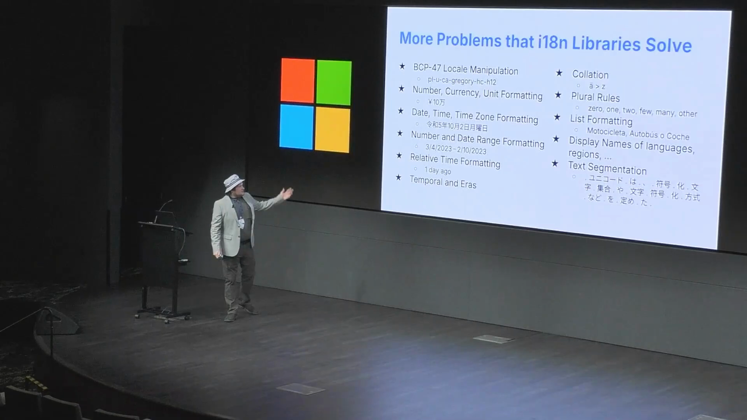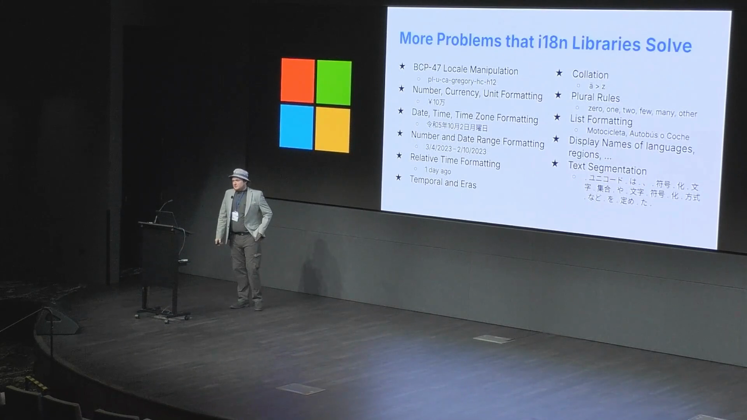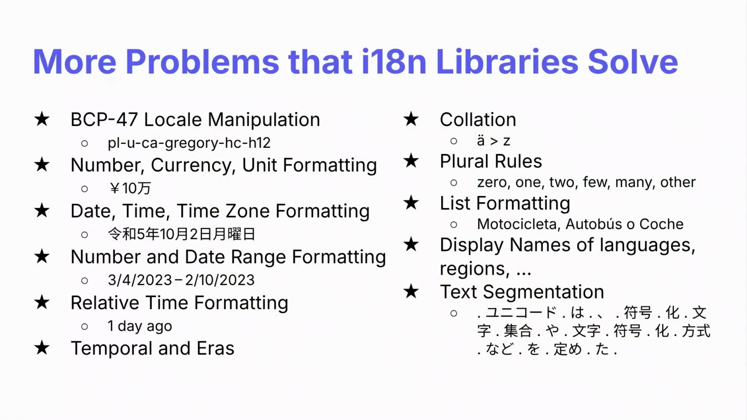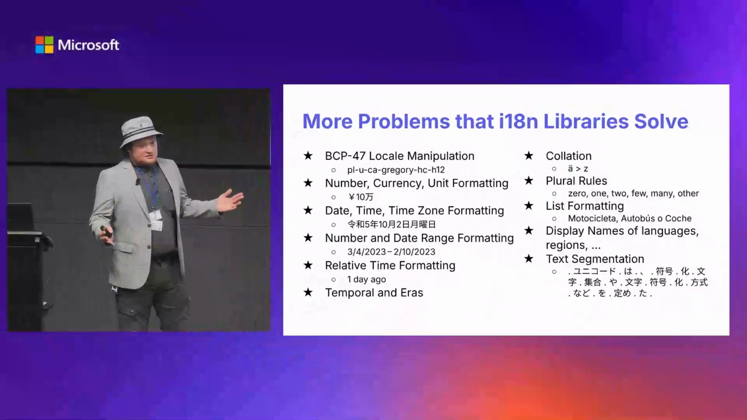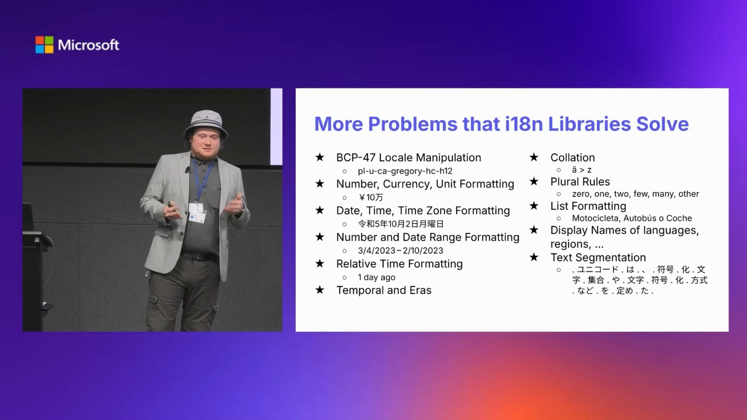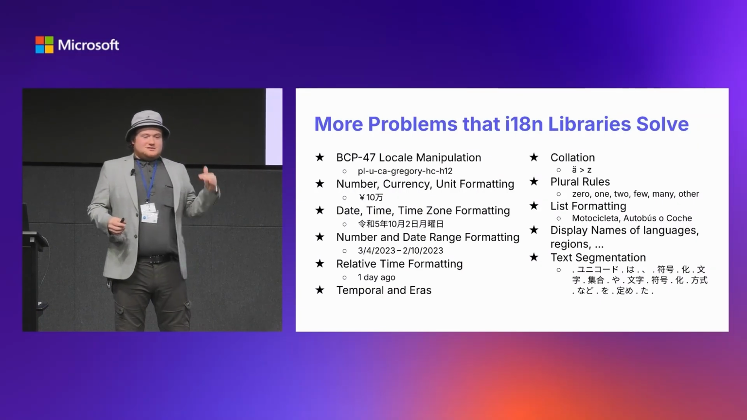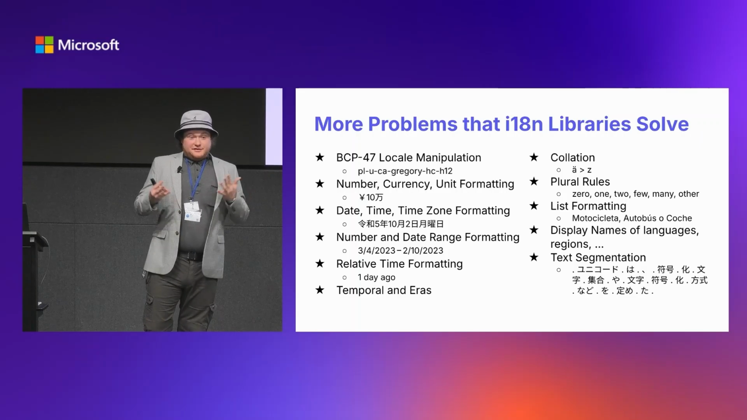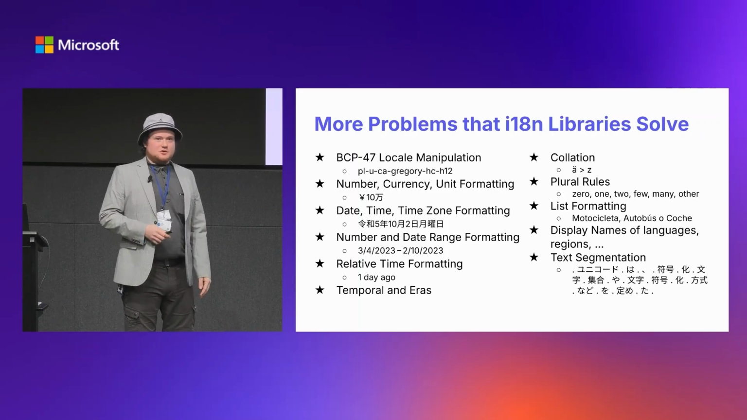So let's talk about some more examples of problems that internationalization libraries solve. Locale manipulation. This is a way that you can have a particular language, and not just a language and a region, but also attributes associated with that. So for example, if you prefer to use metric units, but you're speaking US English, you might want to be able to express that in your locale string. Another example is number, currency, and unit formatting. I'm sure that this is something that a lot of people think about. Currencies and dates are two of the big things that people think about when they think about internationalization, but there's really so much more than that.